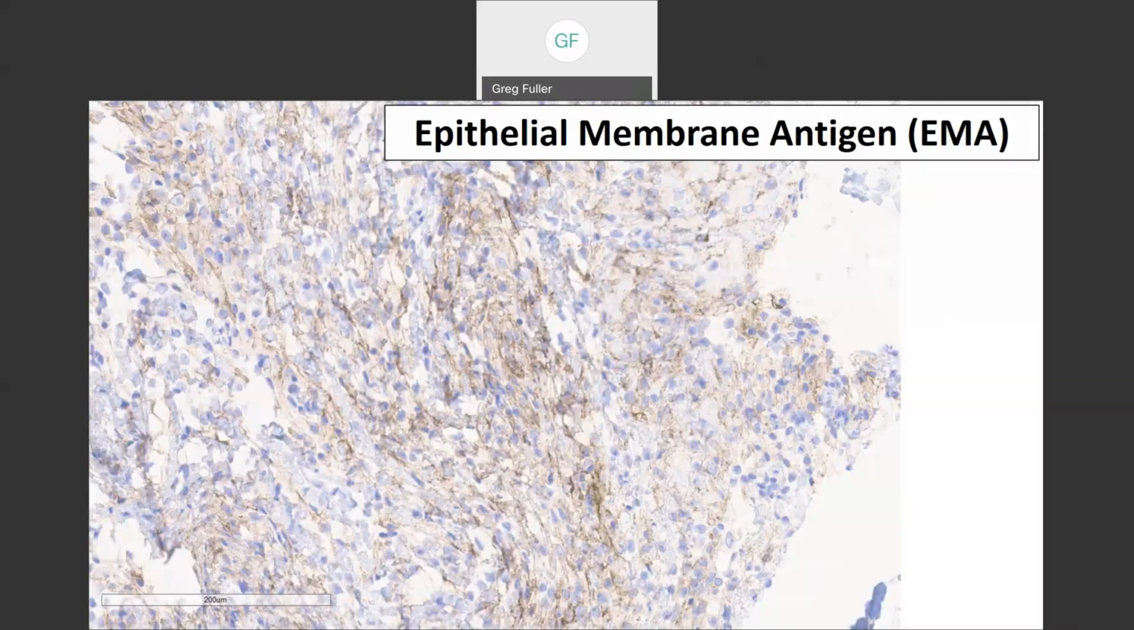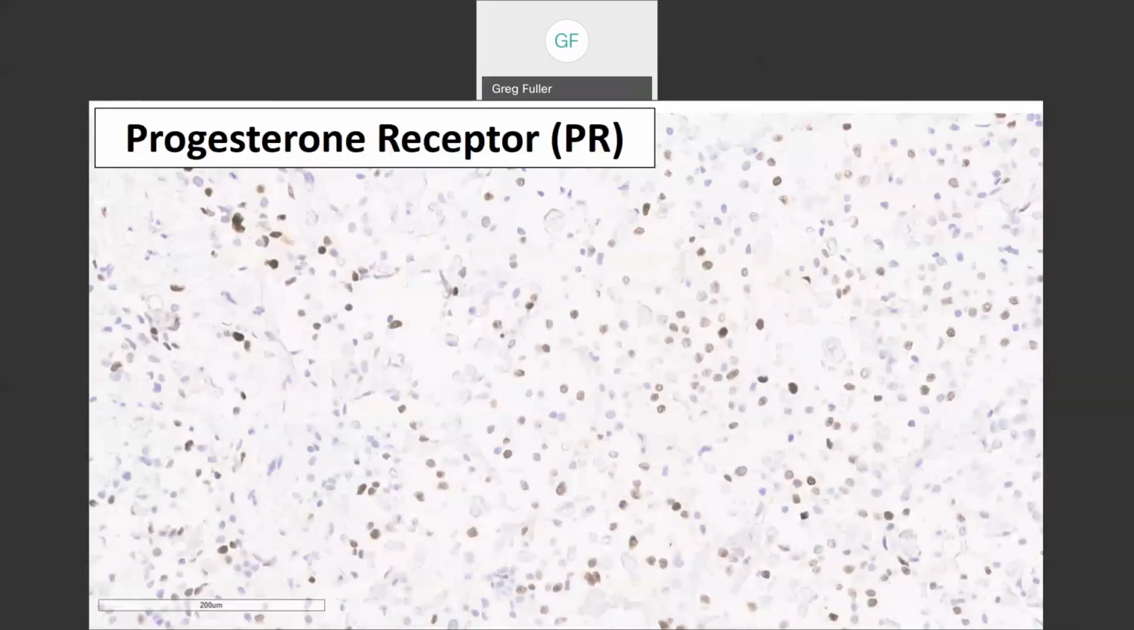Oh, that is as good as it gets with respect to this particular entity. In fact, if it's much stronger, if it's 4+ diffuse strong everywhere, you're probably not looking at the tumor we're talking about. That's actually a warning. Guess what? Progesterone receptor, a nuclear marker, is also diffusely positive.